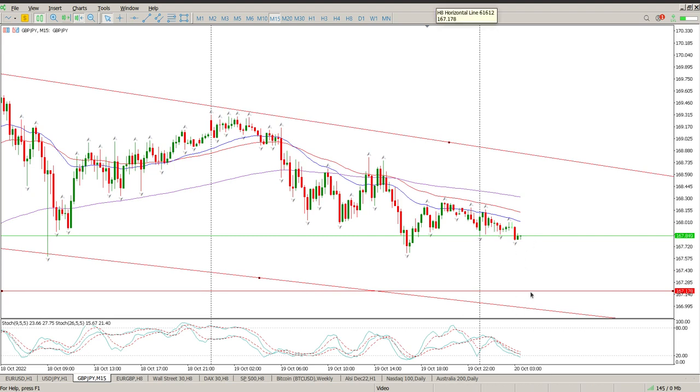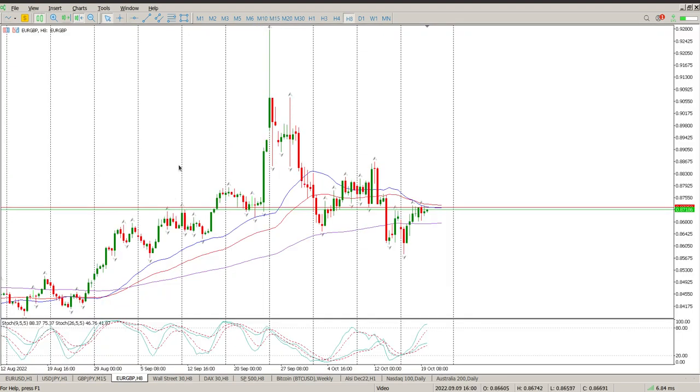But pay attention to 167,178. That is the area I'd be watching for an opportunity to buy back into this. Basically just to come and test some of these breakouts that are happening to the downside, but possibly even moving to the top of the flag. So just pay attention to that one.